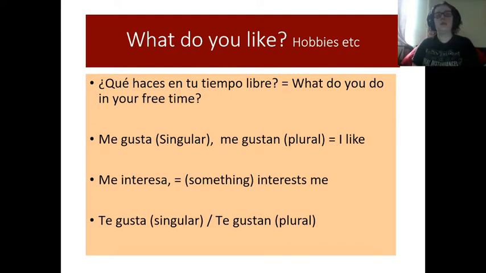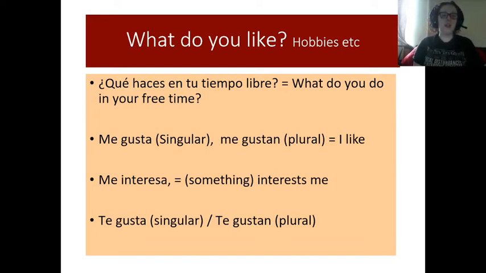Me interesa, and me interesan. Because the verb interesa and gusta refer to the actual object that we like, or thing that we like. So it can be a little bit complex. However, you can see where I've just popped in at the bottom here, te gusta, te gustan, as it's something that you could potentially ask somebody else as well.